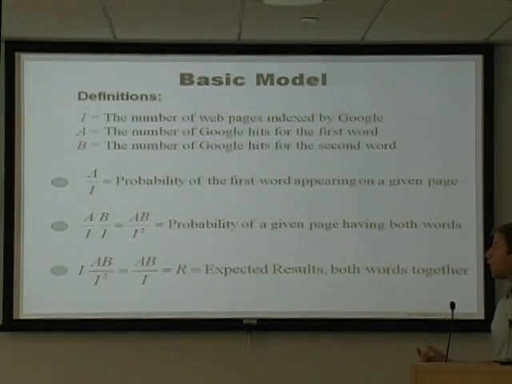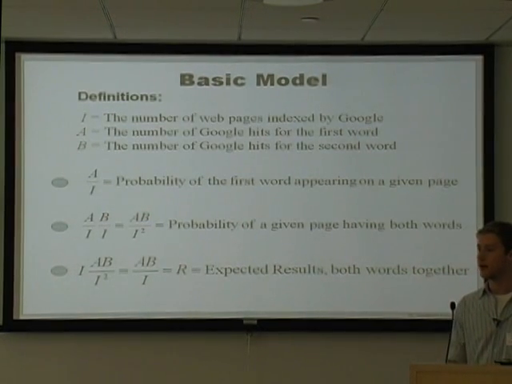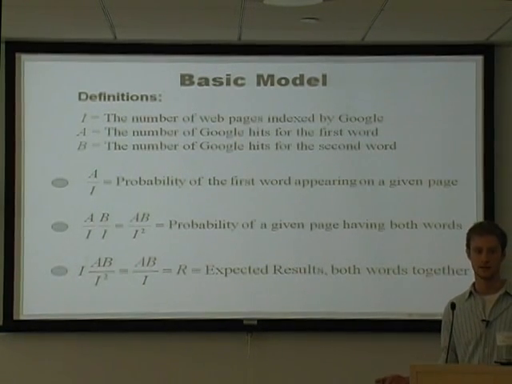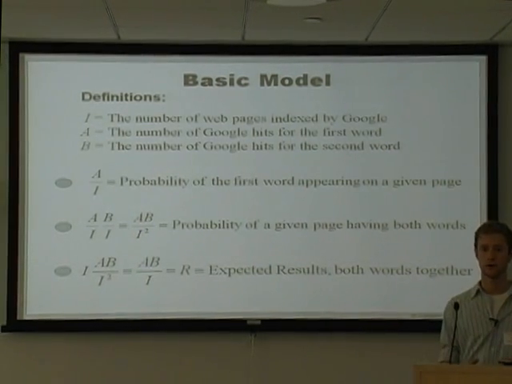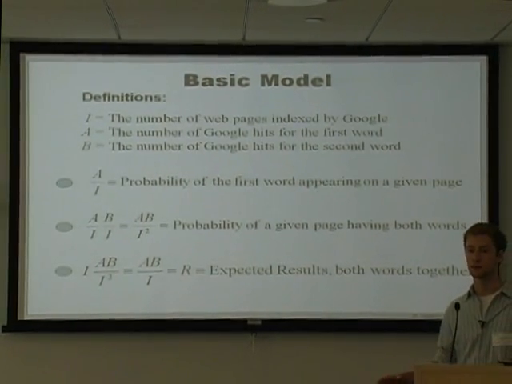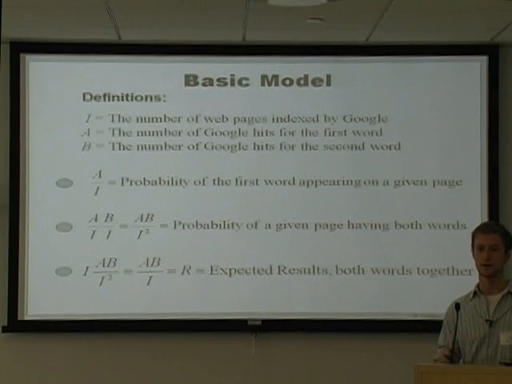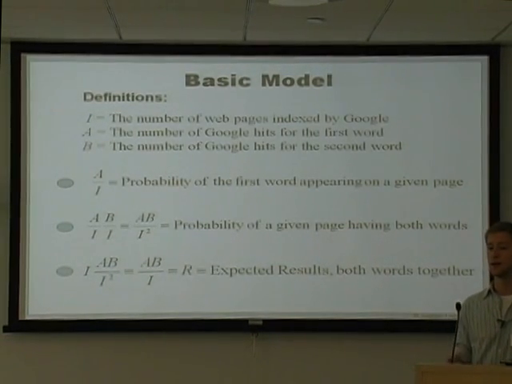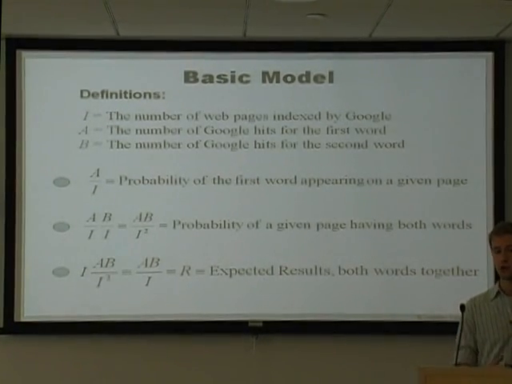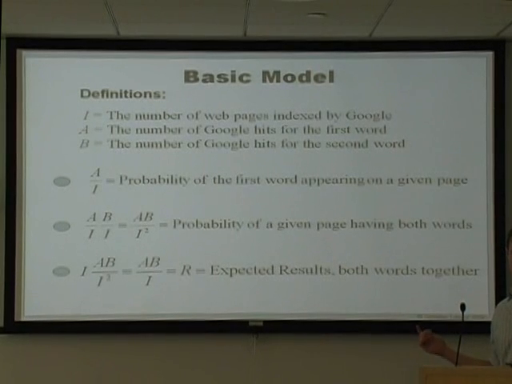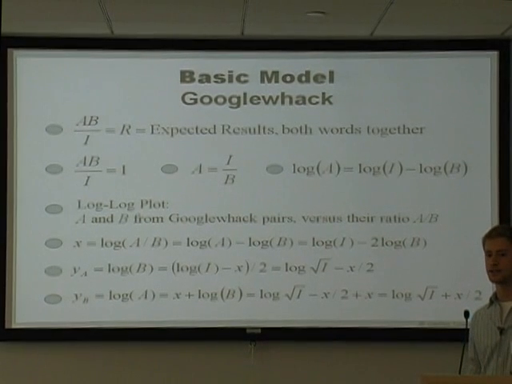Now, if you can assume that all the pages in the index are approximately the same size, so the probability of a word appearing on a page is the same for any page in the index, then that probability will be equal to A, the number of hits for that word, divided by I, which is the total number of places where that word can be. To find the probability of both words appearing on a given page, you just multiply those two probabilities together, and then to get the number of expected results, you add all of the probabilities for each of the pages. And since there are I pages, you multiply by I, which gives you R is equal to A times B over I. Now, for a Googlewhack, we set R equal to 1.